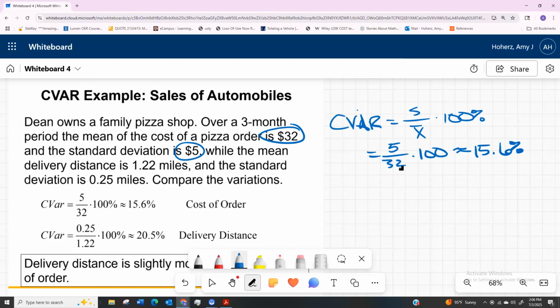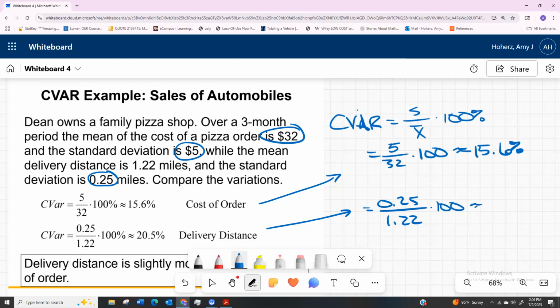Then if we do the same thing for the delivery distance, so that's for the cost, now for the delivery distance, we know that the S for the delivery distance is 0.25 miles. And we know that the average delivery distance is 1.22 miles. And if we multiply that by 100, we get about 20.5%. Now, if we just looked at the standard deviations, 5 is bigger than 0.25. But when we use the CVAR to kind of balance things, it's like we took apples and oranges and we made them both fruit so that we could compare them. So we're trying to compare these two using the CVAR.